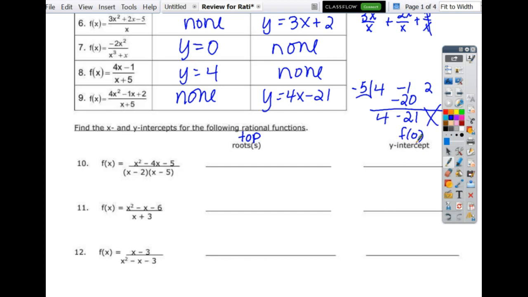Okay? So x squared minus 4x minus 5 is going to be x minus 5, x plus 1. So this cancels. And I don't care because I'm not looking for a point discontinuity here. I just want the reduced function. So my reduced function is going to be x plus 1 over x minus 2.